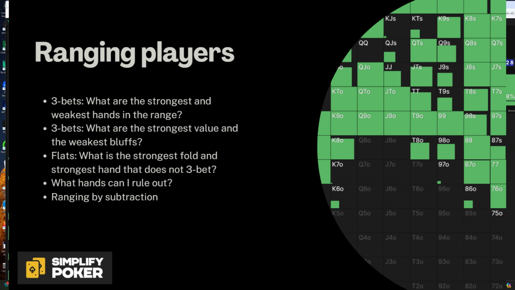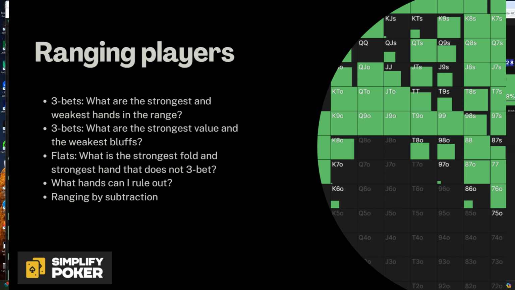If you're playing against a flatting range, it's different. You should think, okay, what's the strongest hand he'd fold or the weakest hand he'd call? That's the bottom of the range. And what's the strongest hand he wouldn't three bet or the weakest hand he would three bet for value? And that gives you the top of the range. So it's a useful exercise to get into. When you raise and somebody calls, immediately do that. Ask yourself, what hands can I rule out because they would three bet? What hands can I rule out because they would fold? Essentially you're putting them on a range by subtraction, and that's always the case. You're always subtracting hands from the range as you go through the hand.